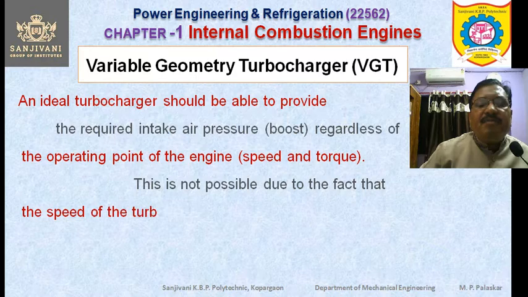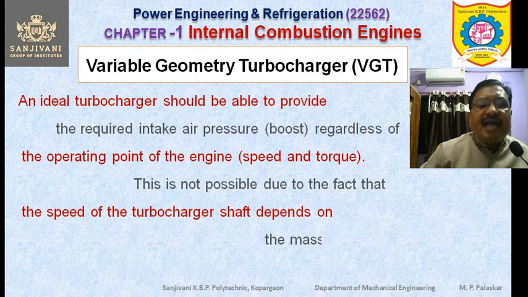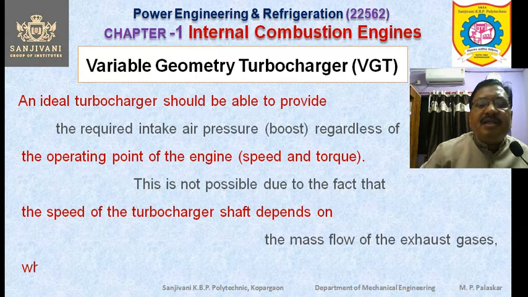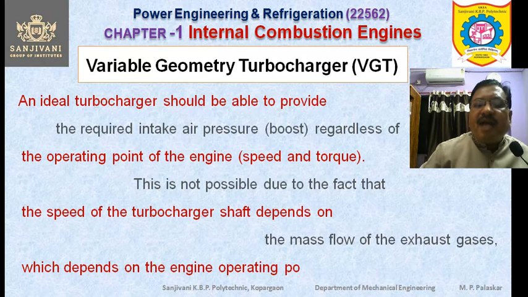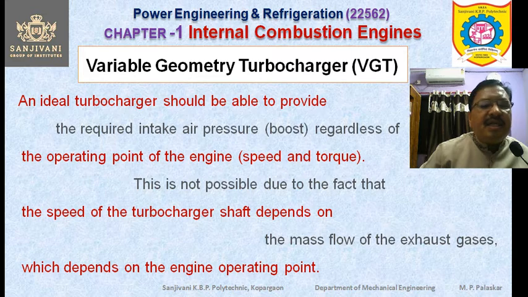Now what are the problems? This is not possible due to the fact that the speed of the turbocharger shaft depends on the mass flow of the exhaust gases. The speed of the turbocharger will depend on the speed of the engine, because the mass flow rate of the exhaust gases depends upon the speed of the engine. If the engine is running at a higher speed, then the exhaust gases will flow at a higher speed.